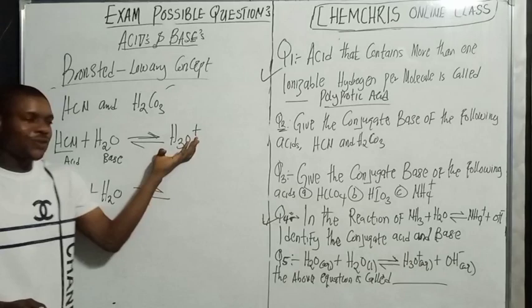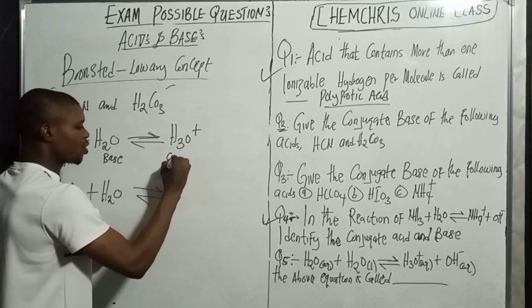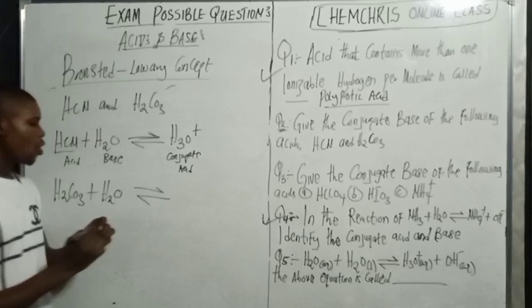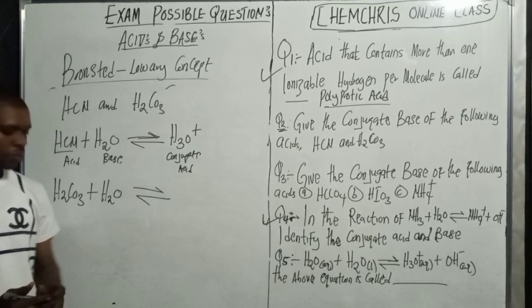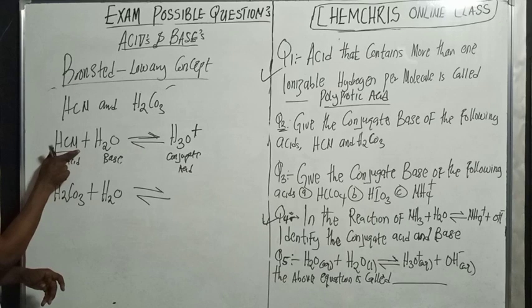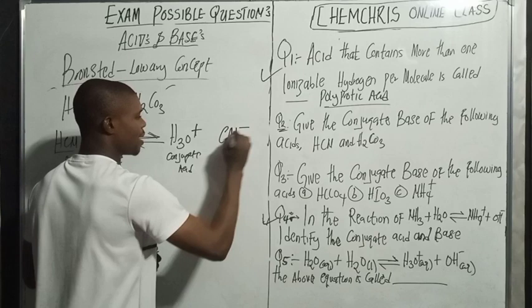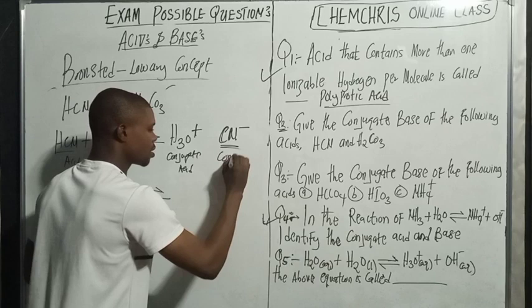Hydronium ion is formed when water accepts a proton. So you now have a conjugate acid, because when a base accepts a proton, it forms a conjugate acid. Plus. Now look at this one. When this guy has lost a proton, right? When you lose a proton, what you have left is Cl minus. Do you understand? So that becomes the conjugate base.